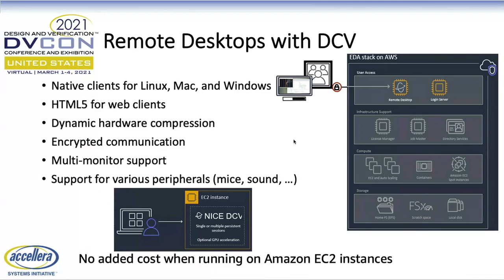It has a native client that you can download for Linux, Mac, or Windows, and it's also available as HTML5 for web clients. It supports dynamic hardware compression, it encrypts the communication, and it also supports multiple monitors, besides using various peripherals that you might have on your laptop, for example, that's accessing the remote session. And NiceDCV is offered at no added cost when it is running on Amazon EC2 instances.